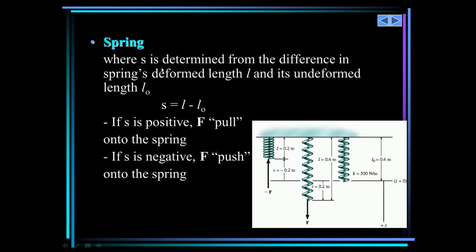For a spring, s is determined from the difference between the spring's deformed length L and its undeformed length L0. So s equals L minus L0. If s is positive, F is pulling on the spring. If s is negative, F is pushing on the spring, as shown in the right hand side figure.